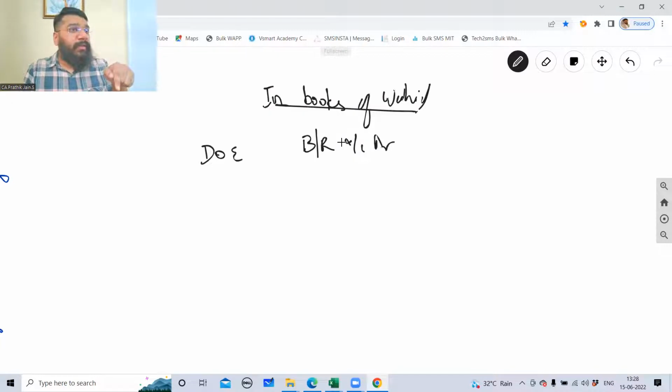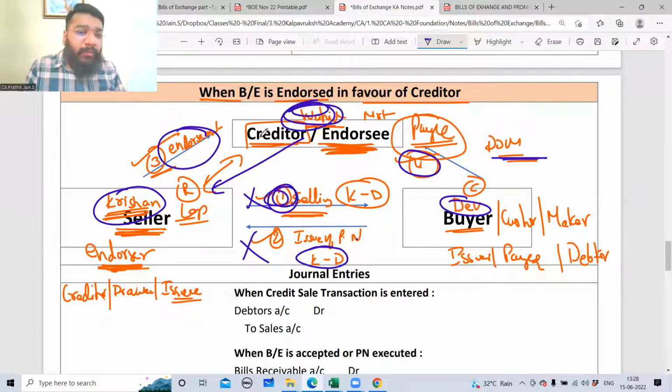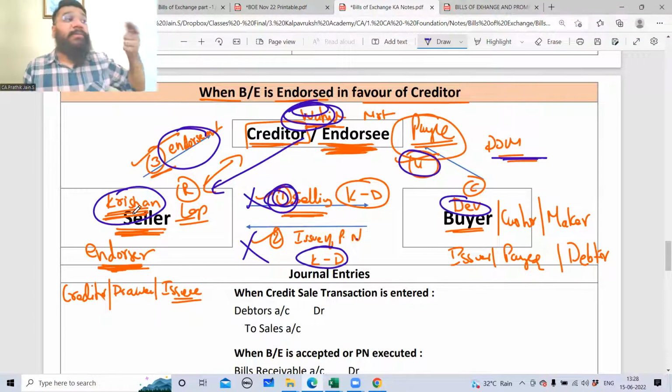No? I told you bill of exchange is a mode of payment. Payment can happen in form of cash, check, or bill of exchange. So if Wahid is receiving cash, he'll debit cash. If he's receiving check, he will debit bank. If he's receiving bills of exchange, he'll debit bills receivable. Very simple. To what?